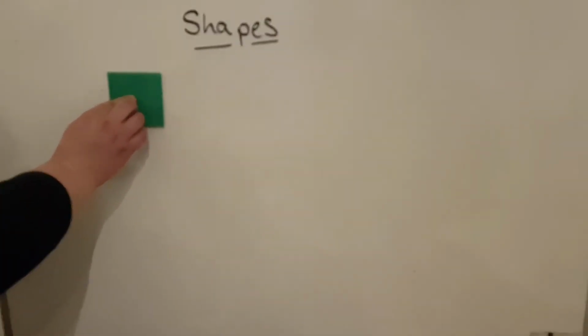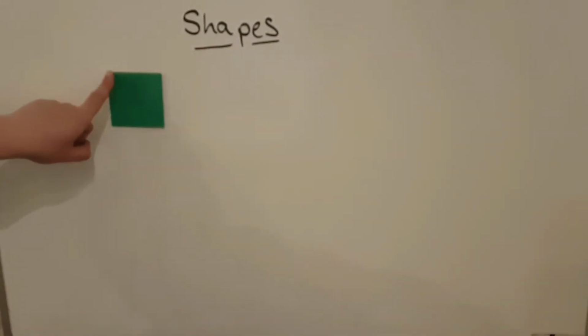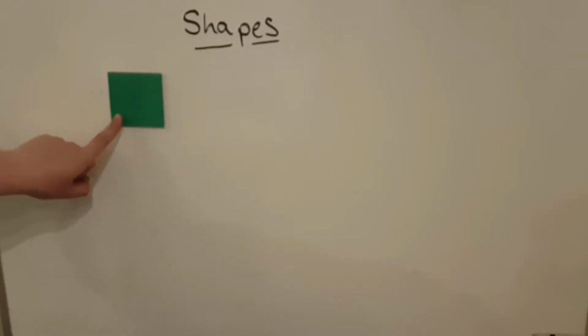This is a square here. And squares have got 4 equal sides. They've got 4 equal corners. And they have got 4 lines of symmetry as well. So we're going to fill some of that information in.